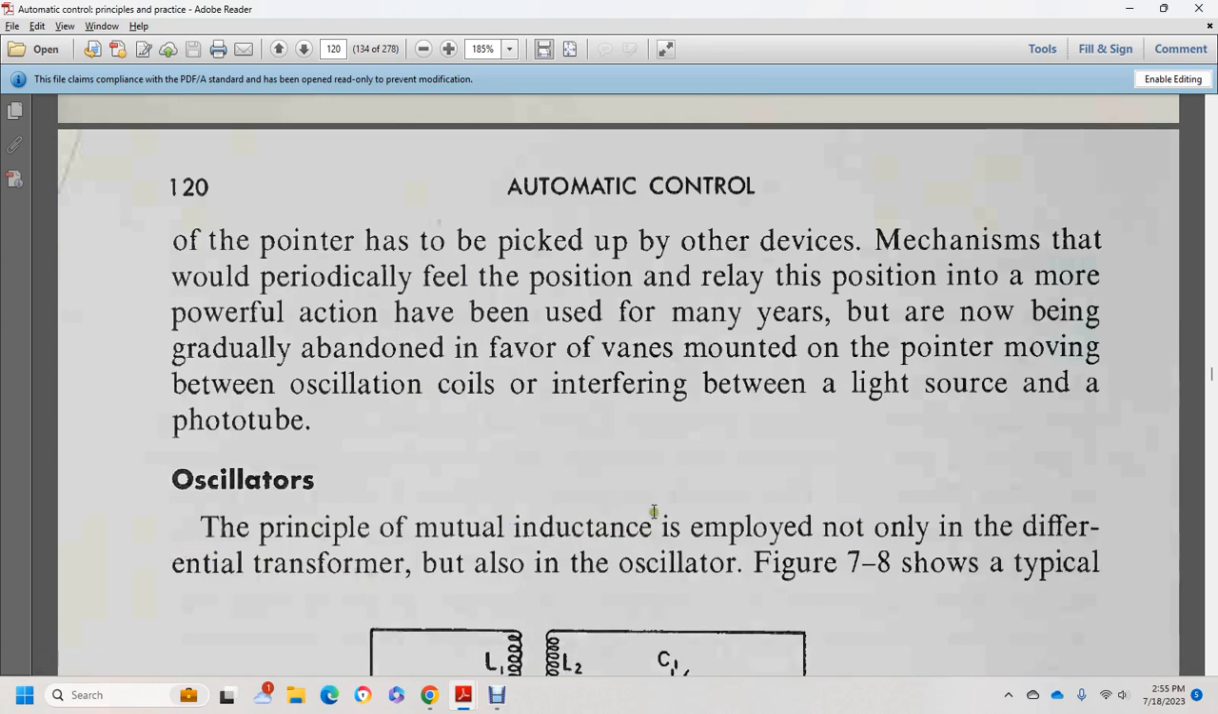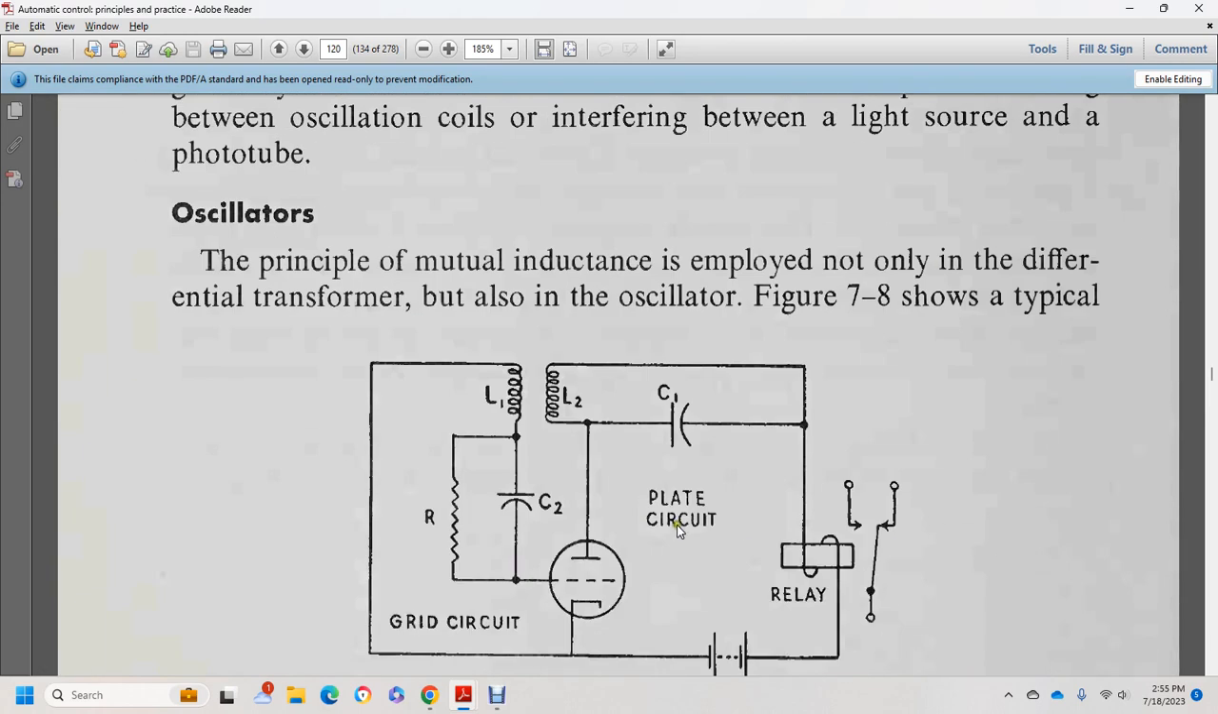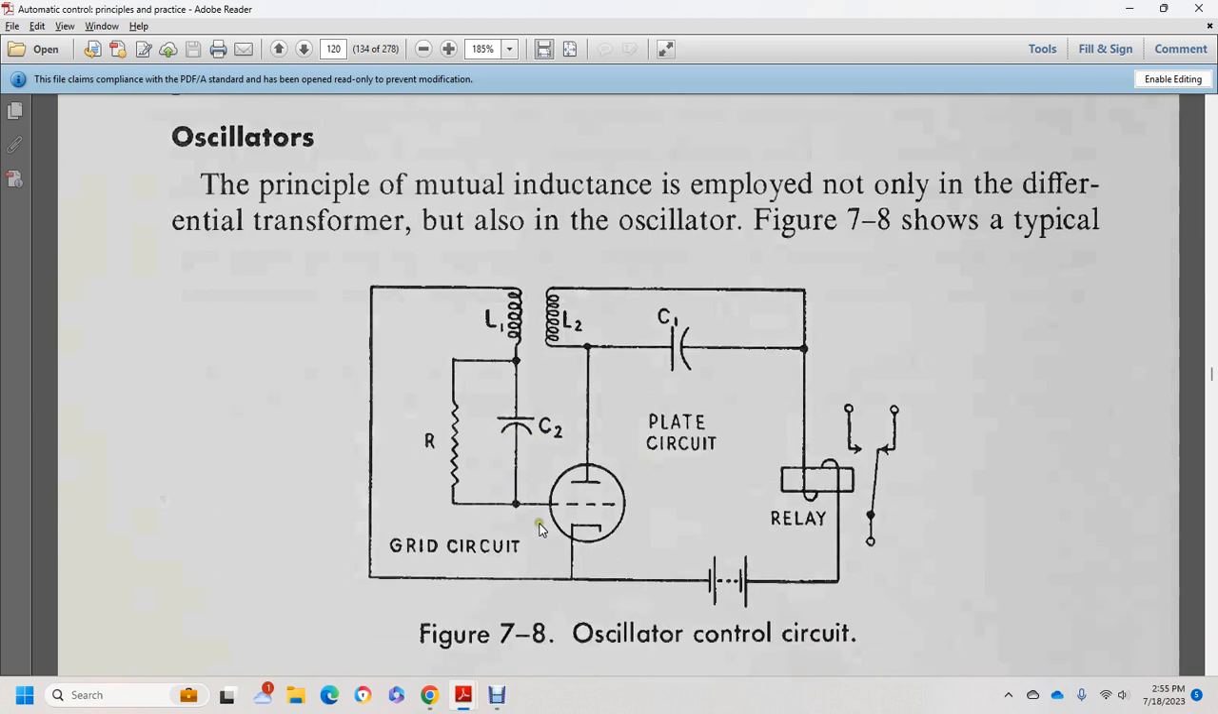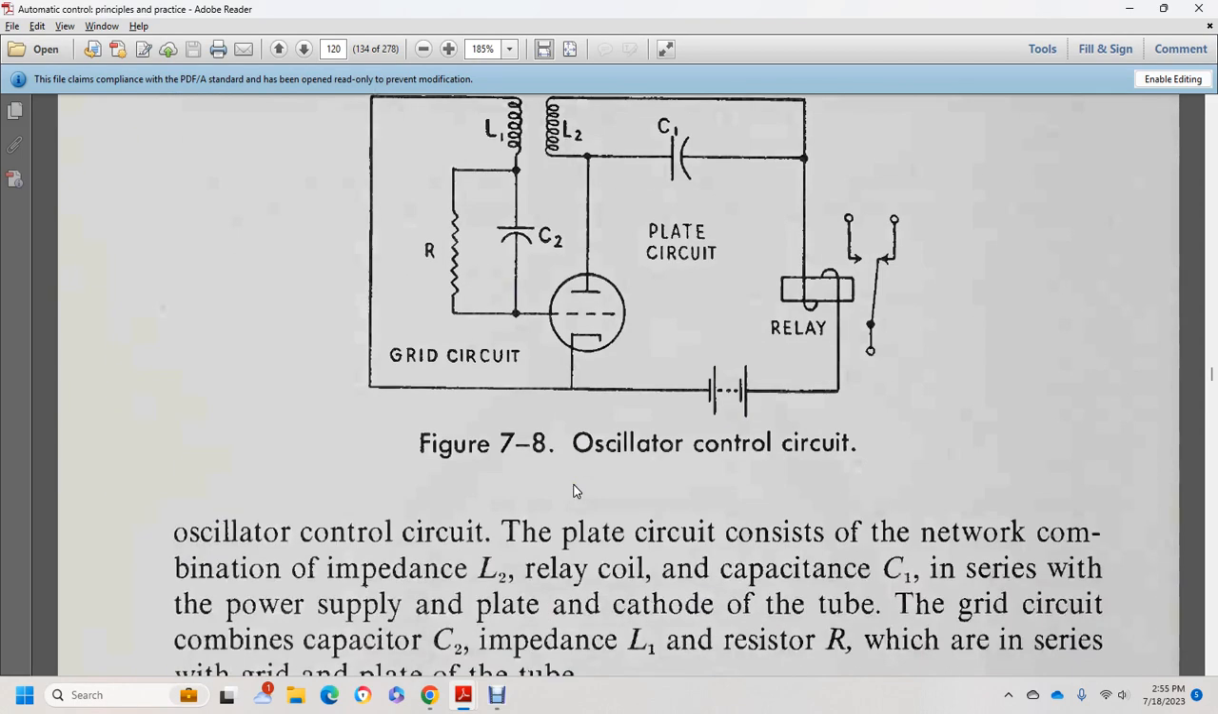Oscillators. The principle of mutual inductance is employed not only with the differential transformer, but also with the oscillator. Figure 7-8 shows a typical resistance-capacitor circuit. You have a grid circuit, load 1, load 2, plate circuit, relay, capacitor 1, capacitor 2, resistor R, and inductance windings 1 and 2. And I believe that will be the oscillator on a single transistor.